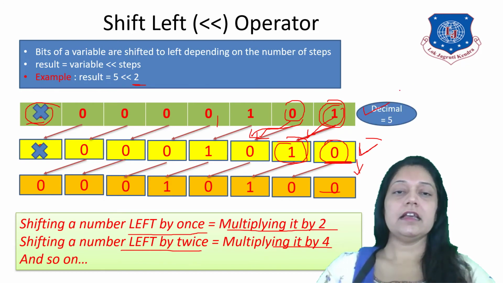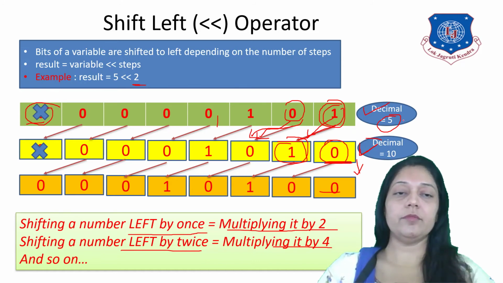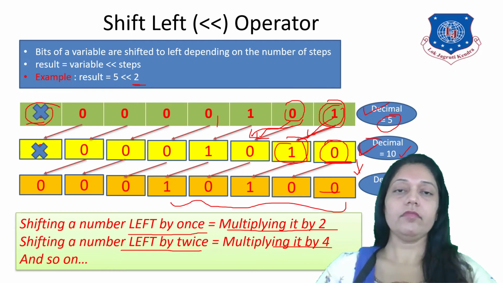So you can see the first number was our 5. When we shifted once, this is decimal 10, that is the double of 5, multiplied by 2 is 10. So that is 10 here, and this is the binary value of 10. Again, you shift 10 once, so that becomes 10 into 2, that is 20. And this is the binary value of 20, and so on.